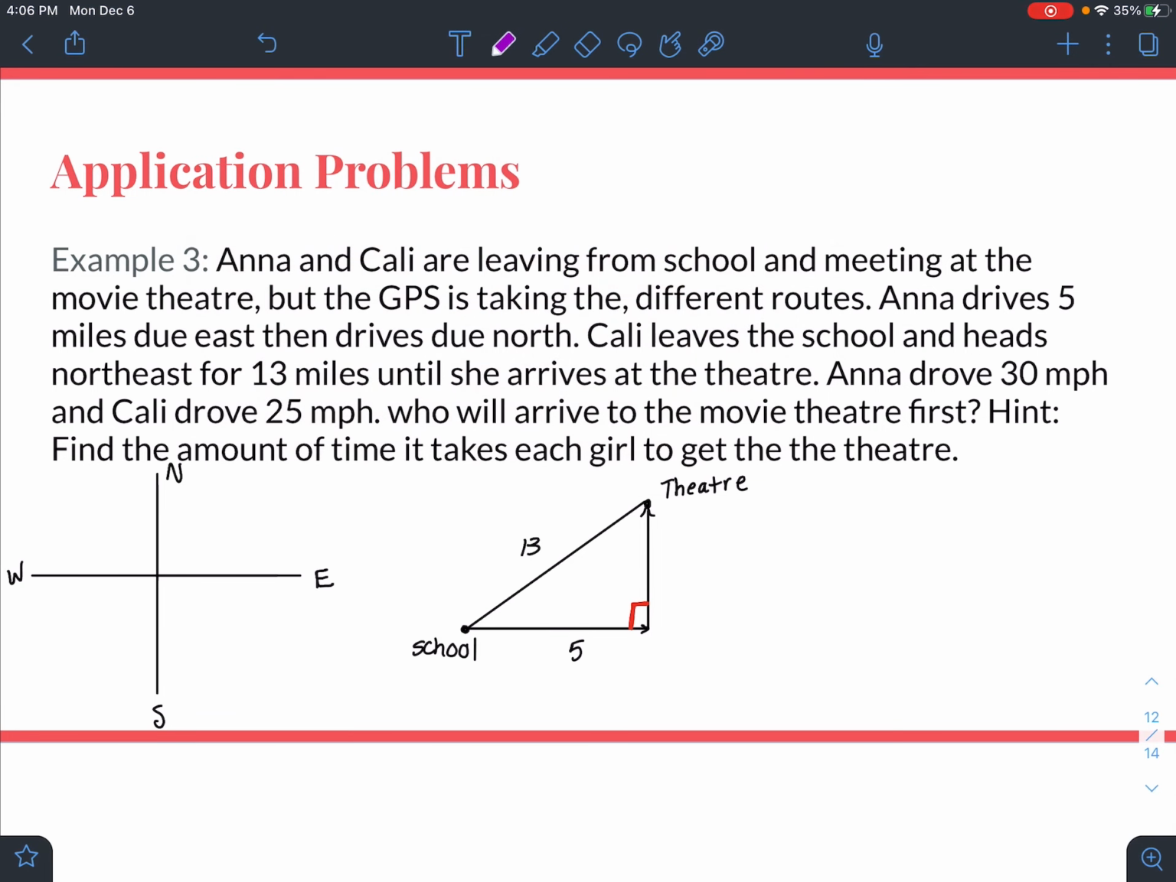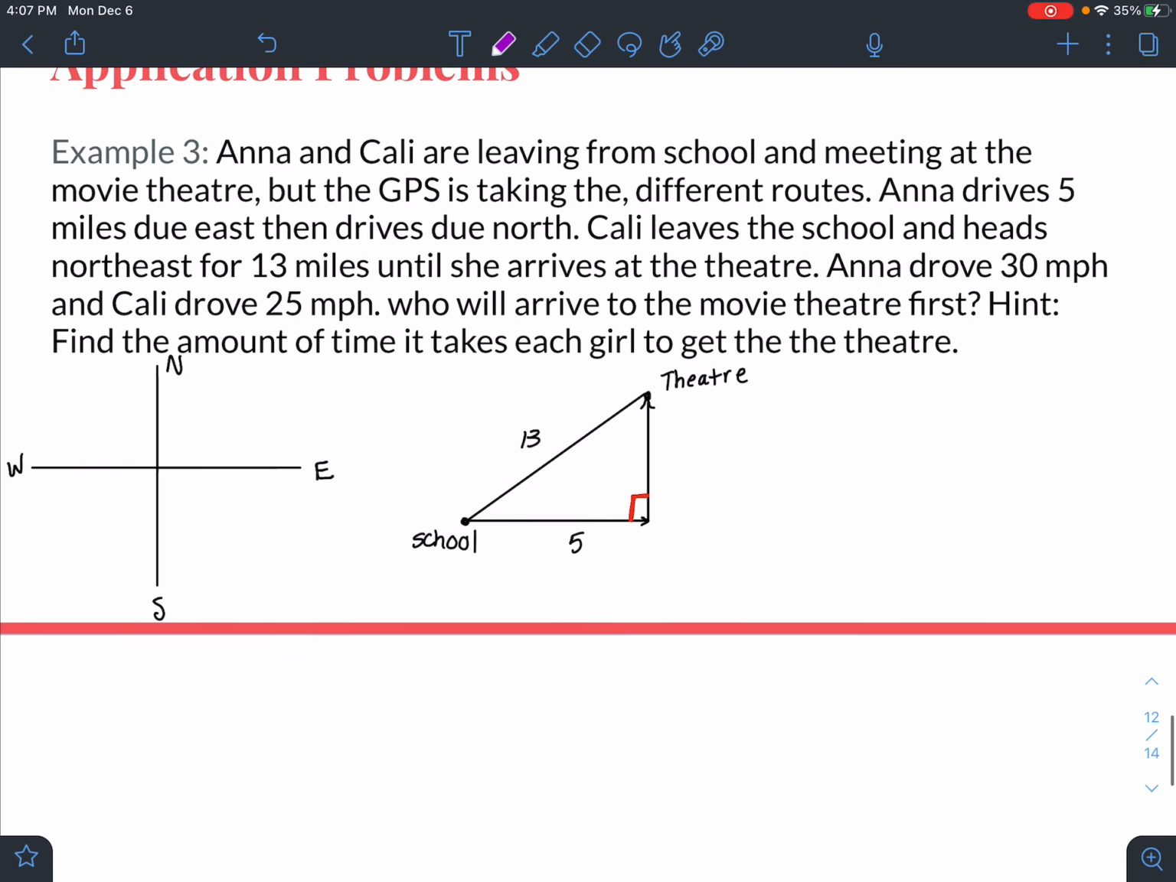We have this hint here, and it says find the amount of time it takes each girl to get to the theater. And hopefully you guys remember, we have this formula, distance equals rate times time. And then to solve for time, we would divide by r on both sides. And so we would get distance divided by rate equals time. Then we can use this formula, and we can use the distance, which we're going to get from the Pythagorean theorem, and we can solve for the amount of time it takes each girl, and we can see who's going to get there quickest.